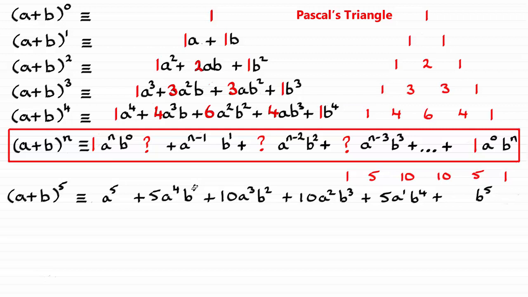I could even drop the powers of b here where it says b to the power 1, just leave that as b, and on a to the power 1 just leave that as a.